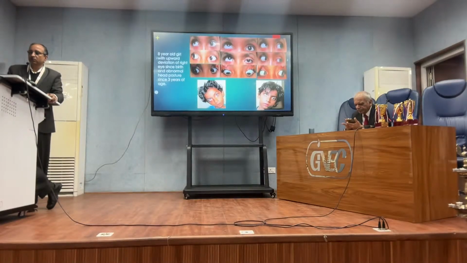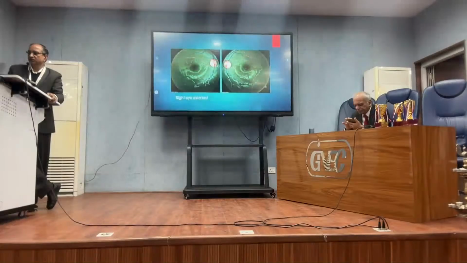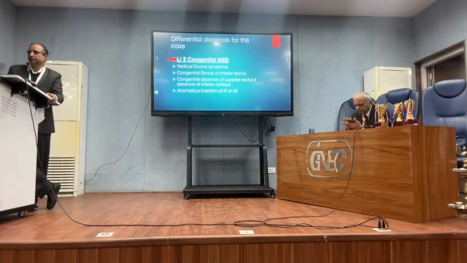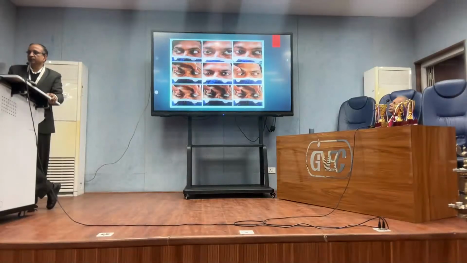This is an 8-year-old girl with upward deviation of the right eye since birth and abnormal head posture since 3 years of age. These are the examination findings. The right eye is extorted. This was a case of congenital MED. Another patient, a 32-year-old male, resident of Delhi, presented with chief complaint of drooping of the eye and diplopia on upgaze since 2 months. Past record shows he was operated on the left eye for left SOP, underwent left eye recession of 12 mm in 2012 and SR recession in 2013.